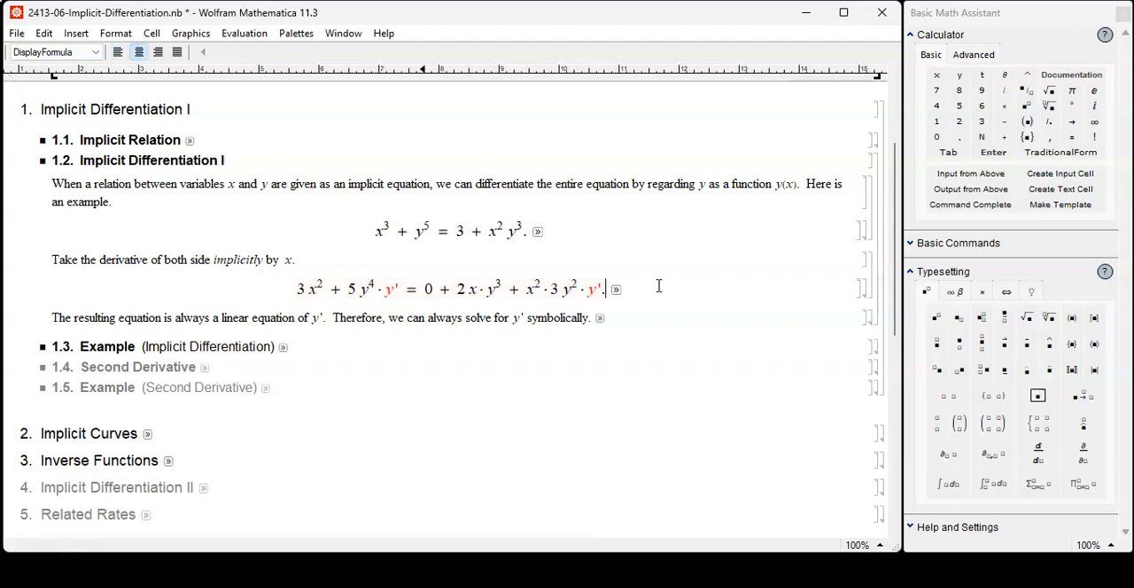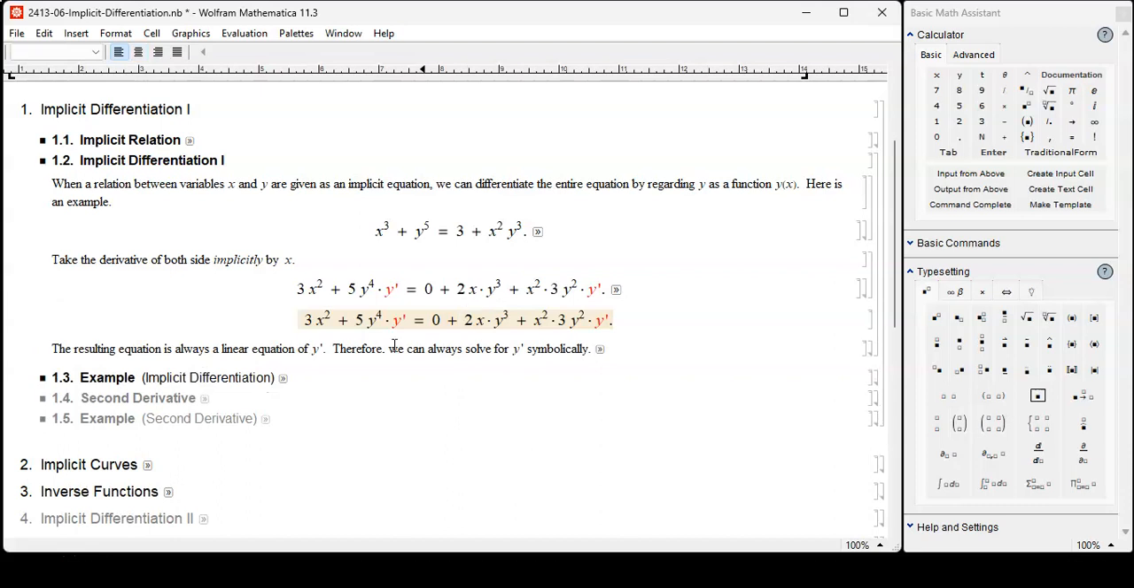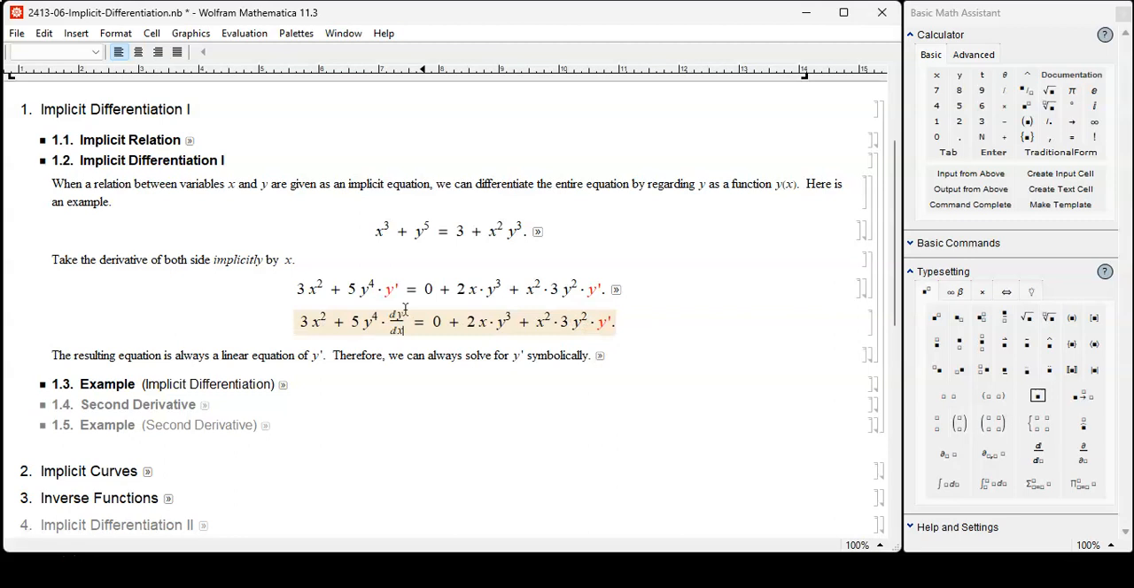By the way, many people rewrite this into German notation, instead of y prime, dy over dx like this. It's quite common to do it this way. Our textbook author almost exclusively does dy over dx. Did I say almost? I think he exclusively used dy over dx only.